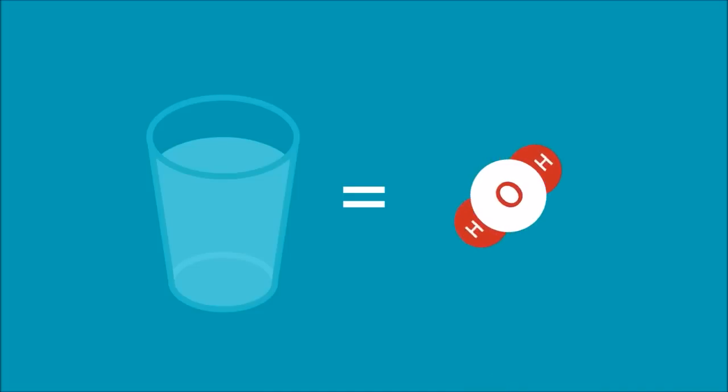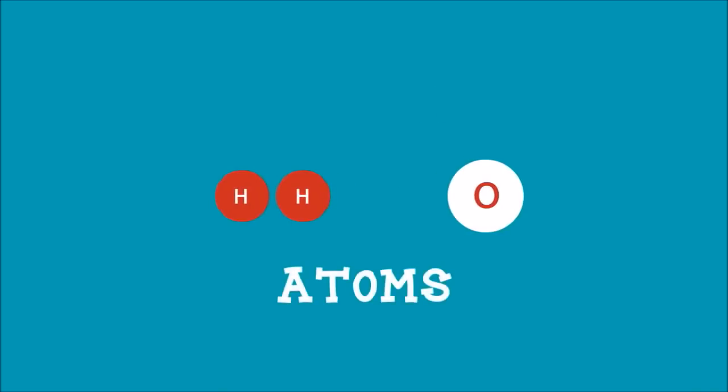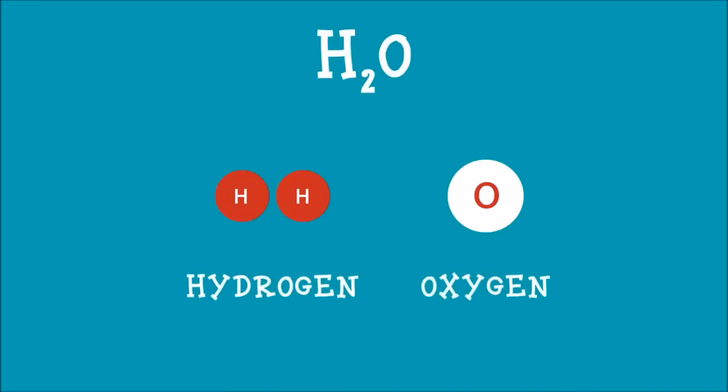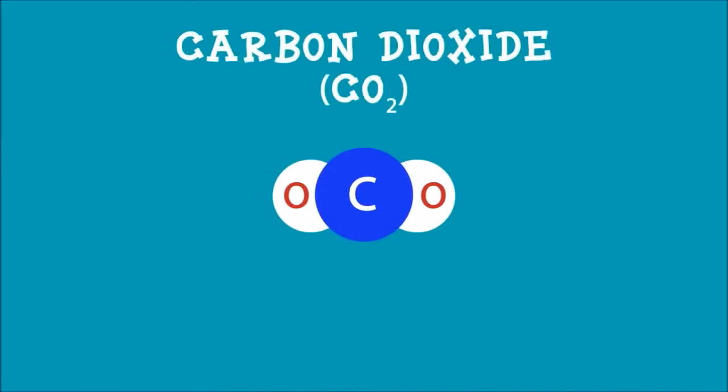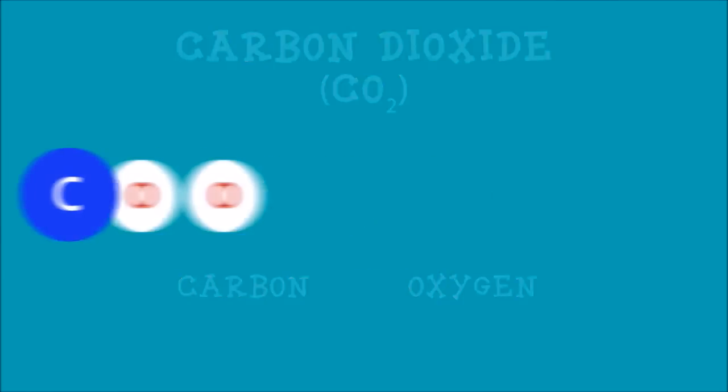Let's learn a bit more about these molecules. All molecules are made of atoms. There are 100 unique atoms, some of which you've probably heard of before. Water is H2O, 2 hydrogen atoms and 1 oxygen atom. Carbon dioxide, the gas our cars produce while driving around, is 1 carbon atom and 2 oxygen atoms.